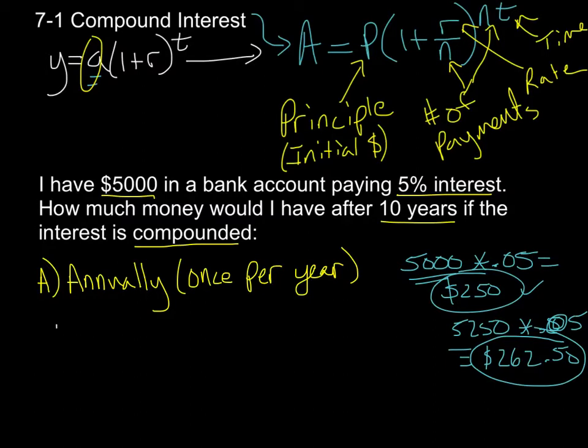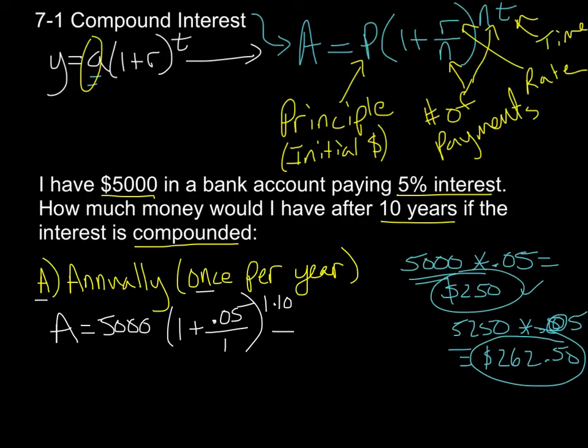So let me use my formula. The amount I have, A, is the principal, $5,000, times 1 plus, and 5% as a decimal is 0.05. Now, here's where the N comes in my formula. N is the number of payments. The number of payments for A is 1, once per year. So N is a 1 here, and it's a 1 up here. And of course, my time is 10 years. We'll see in the next one that this number will change.